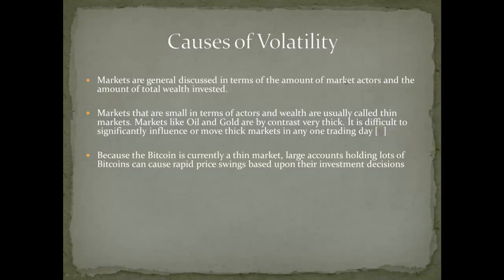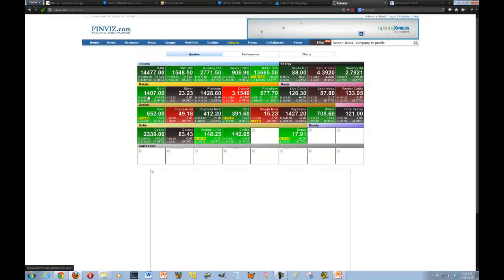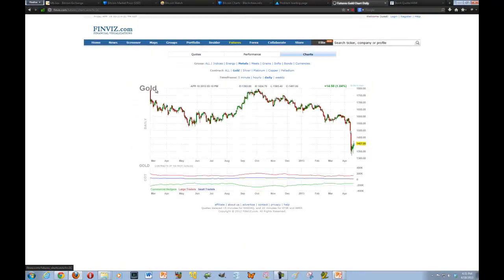Over time, as Bitcoin becomes more prevalent, more diversified, and widely distributed across the globe, if it survives, FinViz will probably start carrying statistics. Financial statistics, for the most part, are measured relatively the same way. I'll show you a chart on FinViz. So let's go to futures. Let's go to gold, for example.